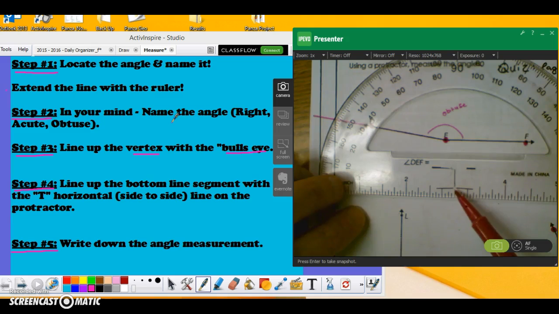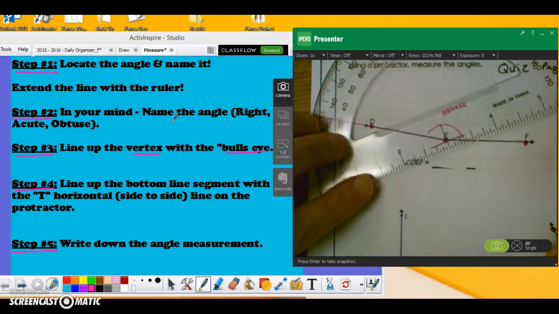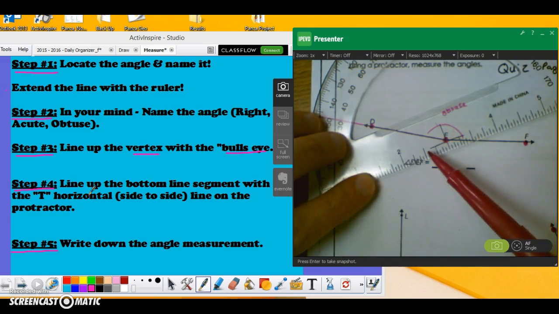This bullseye, that circle, that space right at the T mark, needs to be lined up directly with this E, and you can do that a lot of ways. So I'm going to go ahead and line that bullseye up with my vertex. Step 4 tells me that after I've lined up the vertex with the bullseye, I now need to take the T segment. Here's the T segment on my protractor. It makes what looks like an upside down capital T.